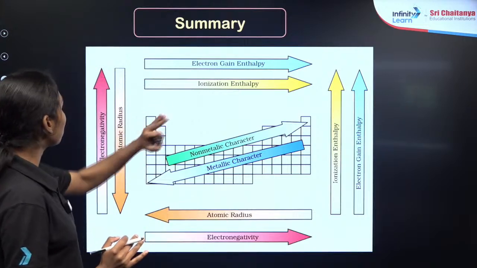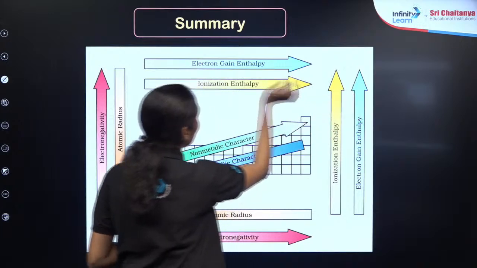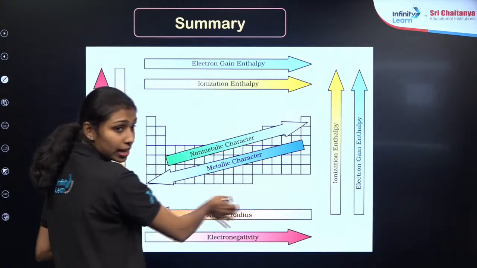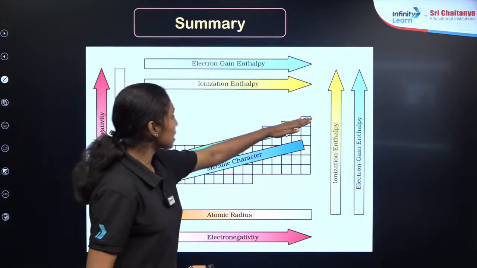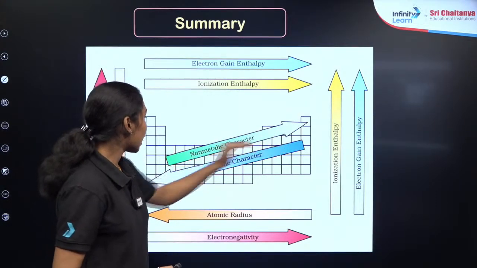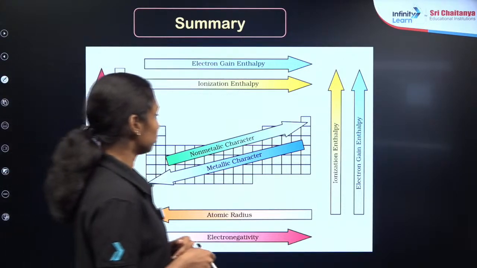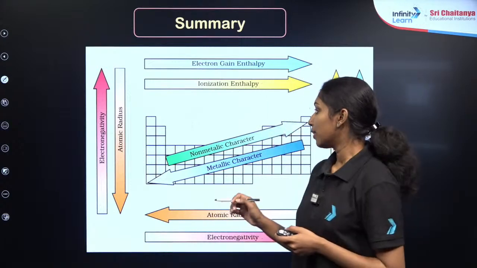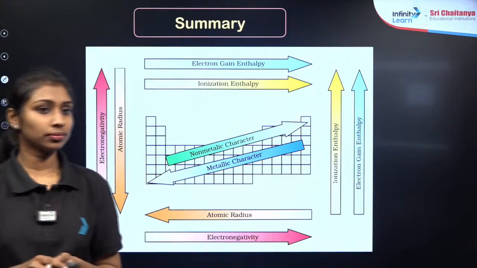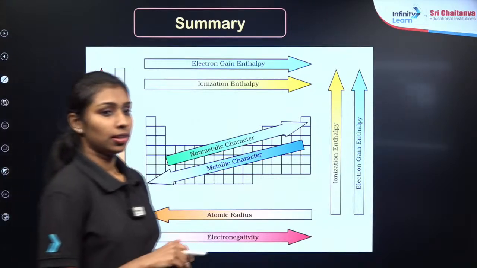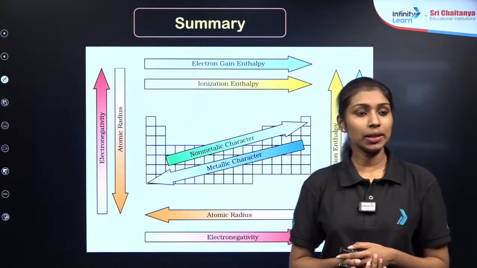As you can see here in the periodic table, whenever we move from left to right in a period, electron gain enthalpy increases, ionization enthalpy increases, atomic radius decreases, and electronegativity increases, right? And also the non-metallic character increases from left to right in a period and metallic character decreases. Clear? We have covered all the properties in detail in the previous sessions. Is it clear?